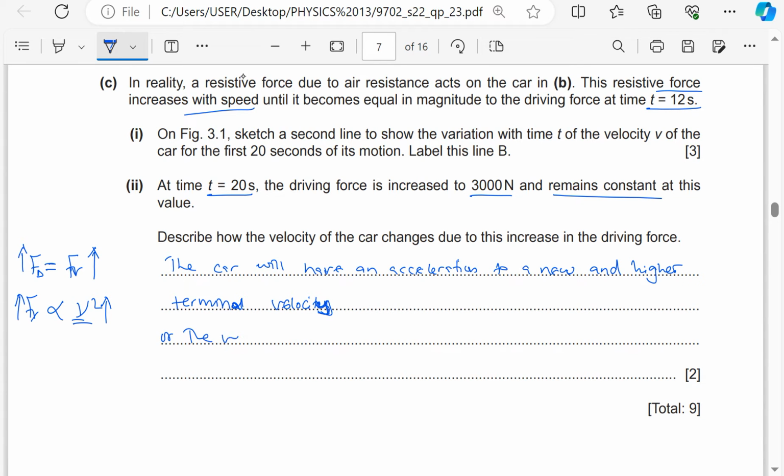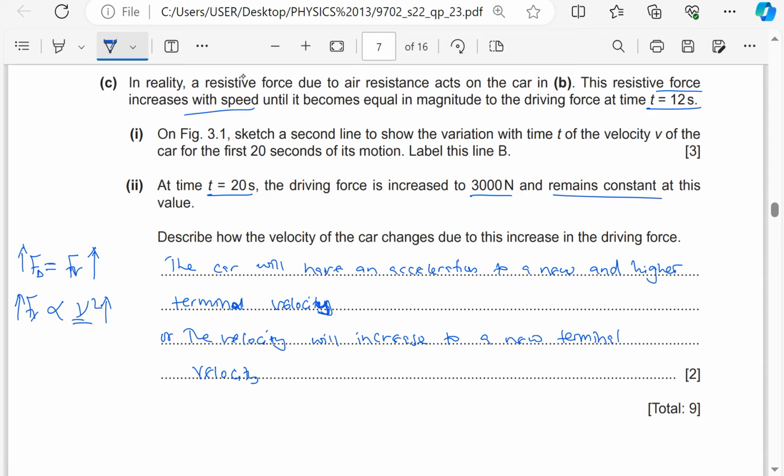The velocity will increase to a new terminal velocity.